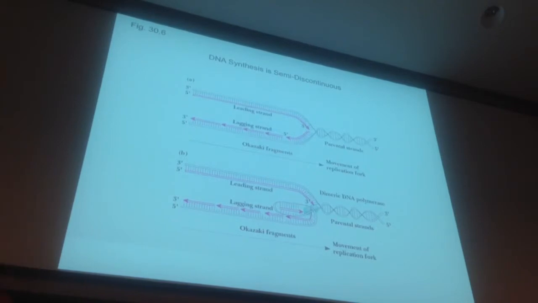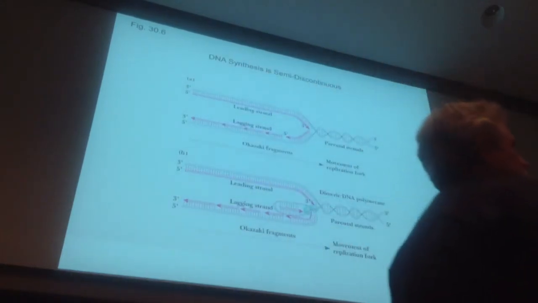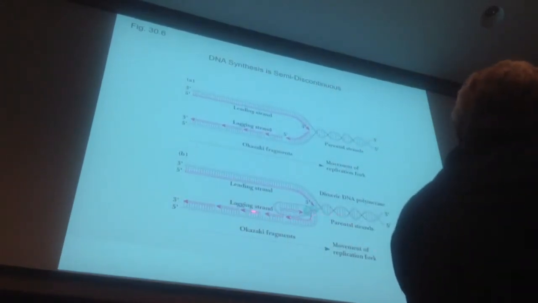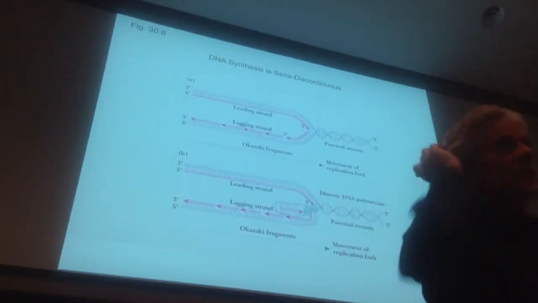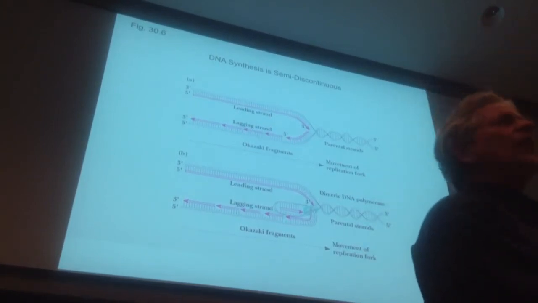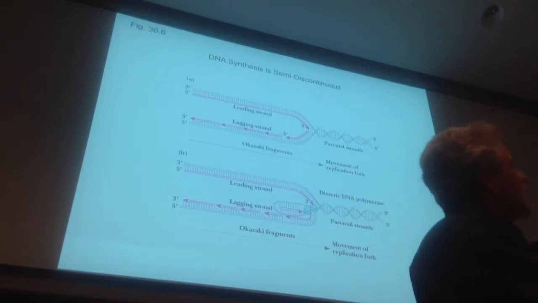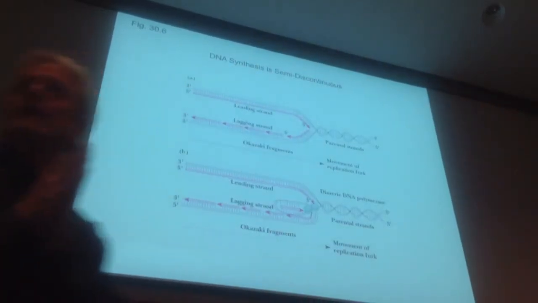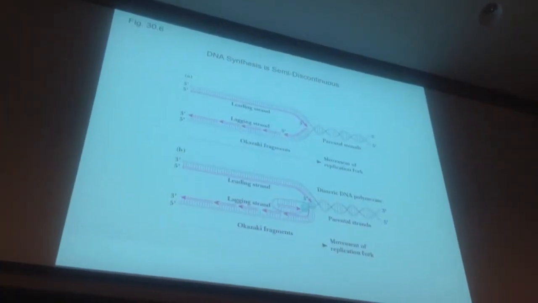So all of these guys, right? Each one of these has a little primer, 10 nucleotides of RNA and then 1,000 of DNA. 10 nucleotides of RNA, 1,000 of DNA. So what do you have to do? To make this DNA strand intact, you have to do two things. You have to get rid of the RNA, and you have to put the DNA fragments, all those Okazaki fragments, back together again, right? You have to glue them together.